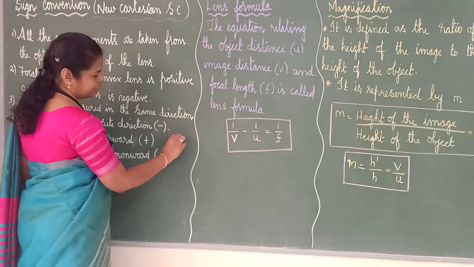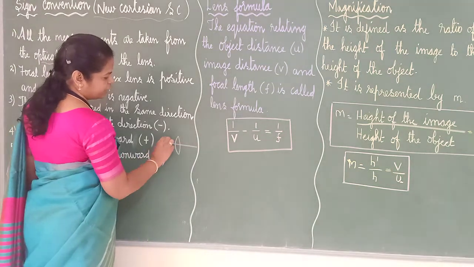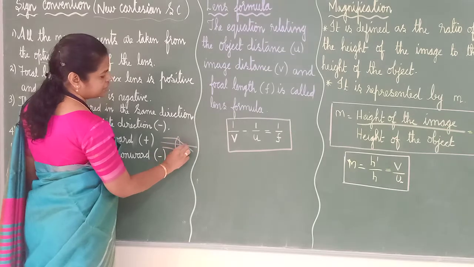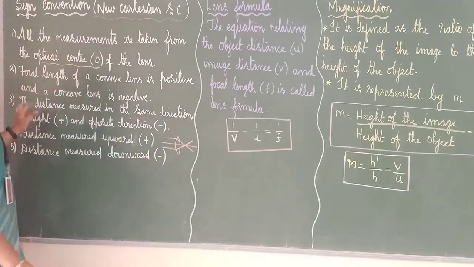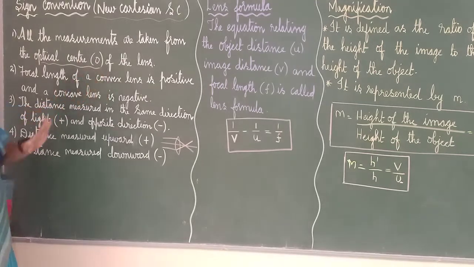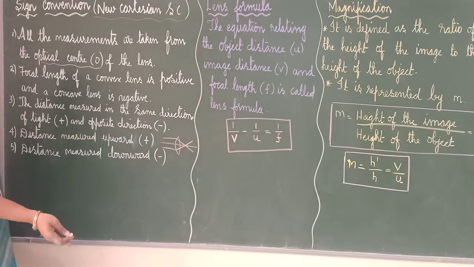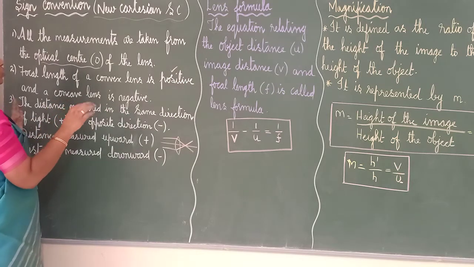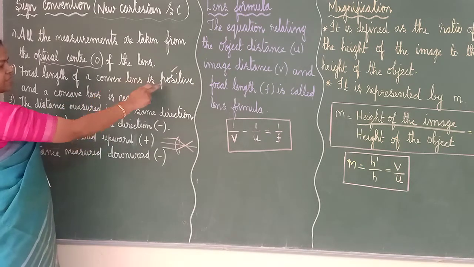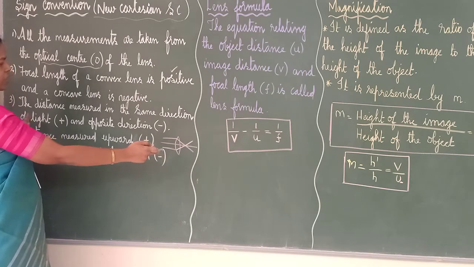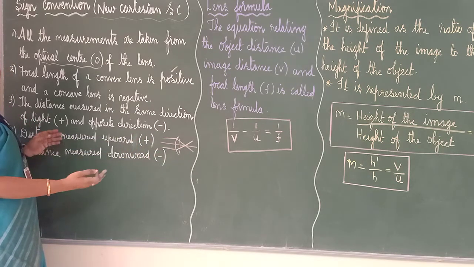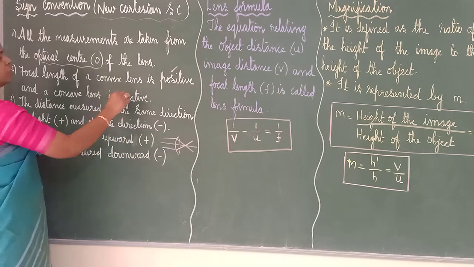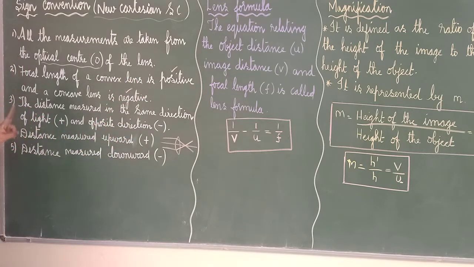The next one is the focal length of a convex lens. If you are taking the lens like this, you will get the image here. So the focal length of a convex lens is positive. The right side is always positive and the left side is always negative. That is the reason for a convex lens it is positive, and for a concave lens, as we studied yesterday, it is negative.